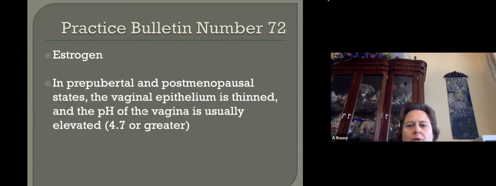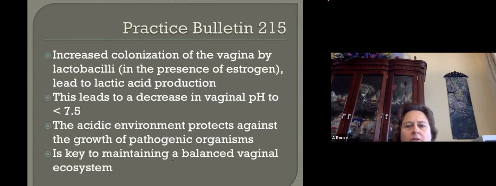And just remember, as patients go through menopause or before they hit puberty, the epithelium is thinner and the pH is usually greater than or at 4.7. So just something to keep in mind. An increase in the colonization of the vagina by lactobacilli is what we like. This leads to a decrease in vaginal pH. The acidic environment protects against the growth of the pathogenic organisms. So maintaining a balanced ecosystem is what they're recommending.